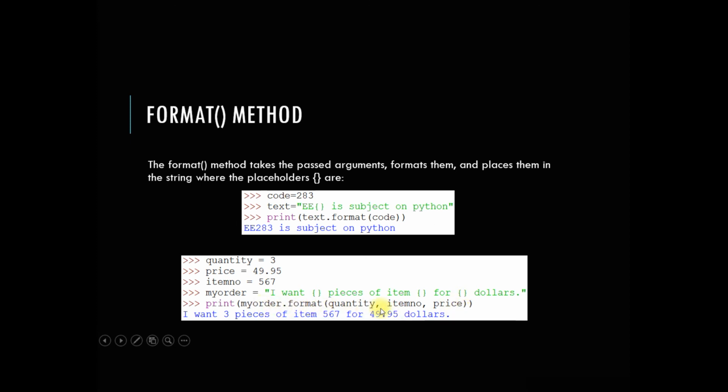Whenever I run this code, if the values of these three variables are changed and you try to print this, it will have new values, or a new sentence would be formed from this. So I want three pieces of item 567, item 567 is the number, for $49.95. So this is an example of how you can use the format method.